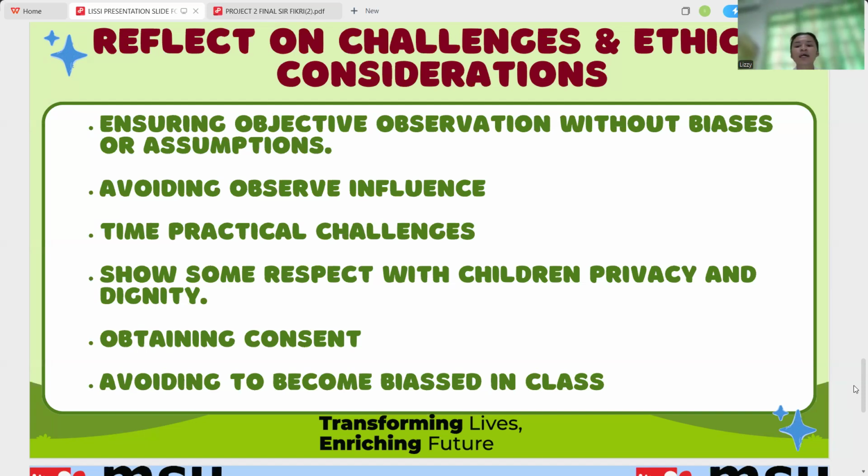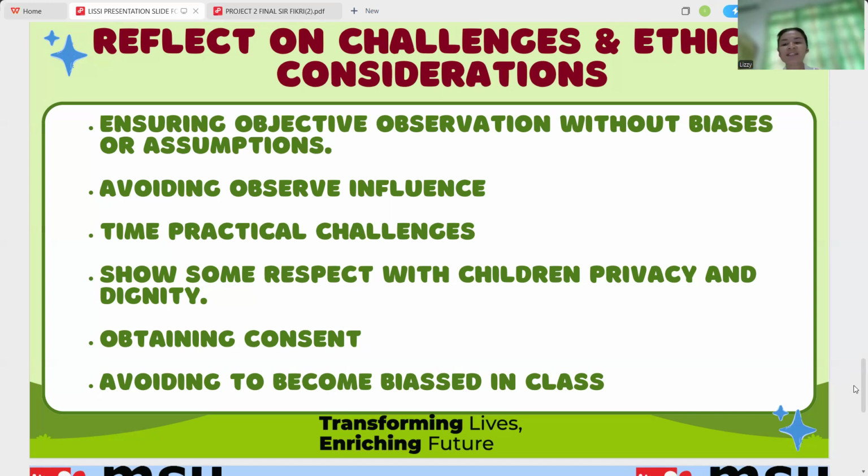So for the solution that I can suggest, we as educators have to focus on their learning behaviors rather than their personal traits. And we should ensure observation notes do not label or define the child's abilities permanently.